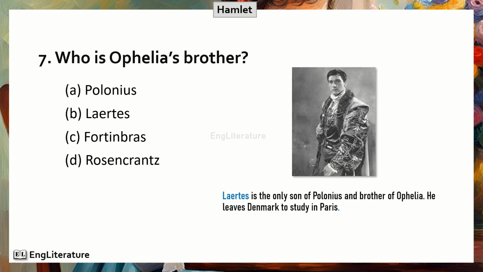Who is Ophelia's brother? Laertes is the only son of Polonius and the brother of Ophelia. He leaves Denmark to study in Paris. So, the right option is number B. Laertes is Ophelia's brother.